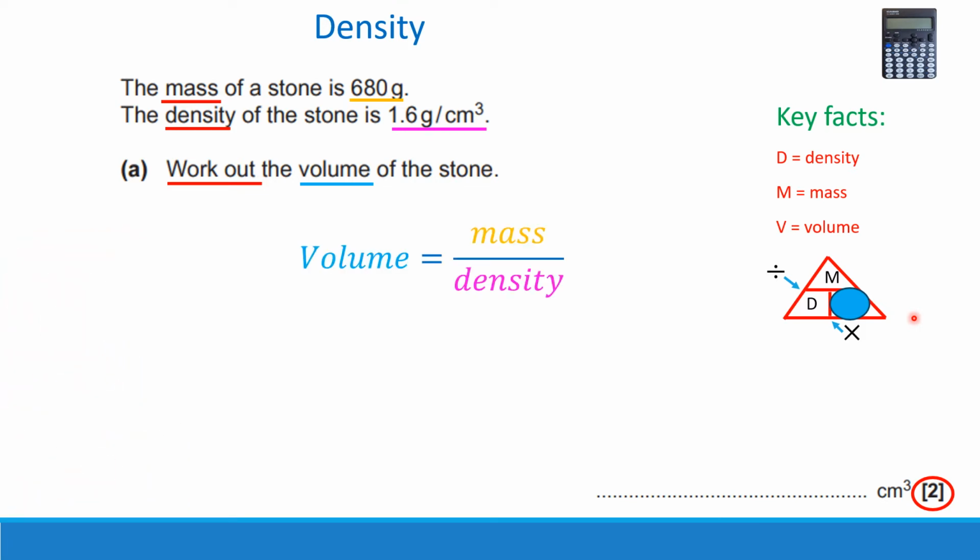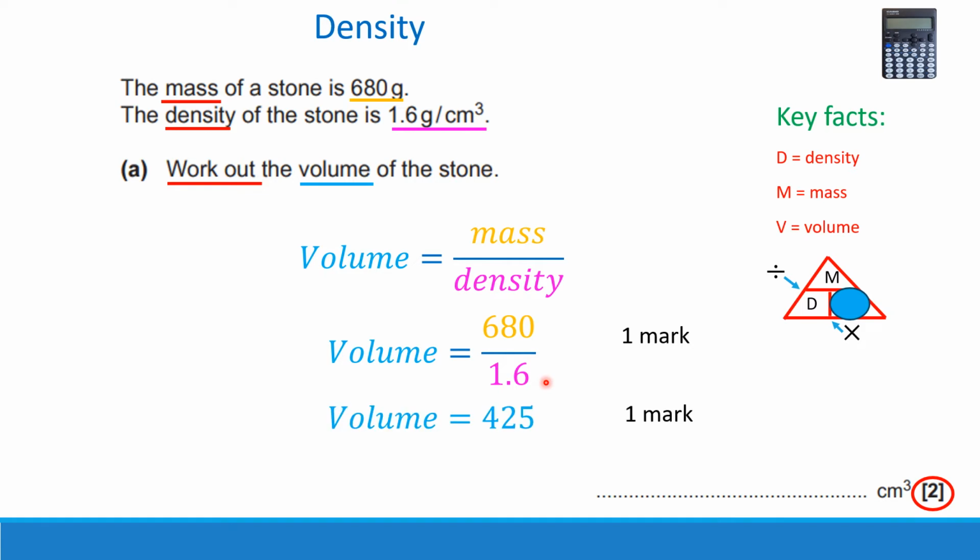So well done, guys. If you wrote down the formula volume equals mass divided by density, and you typed in 680 divided by 1.6, because the mass was 680 and the density is 1.6, you have got yourself 1 mark for doing 680 divided by 1.6. Then you type that in on your calculator, that will give you 425 for your second mark. Remember to write your answer on the dotted line.